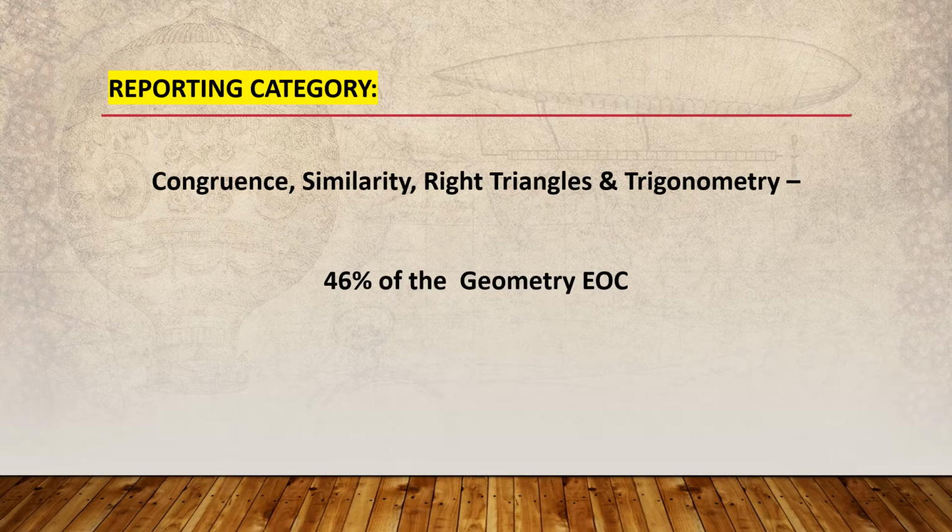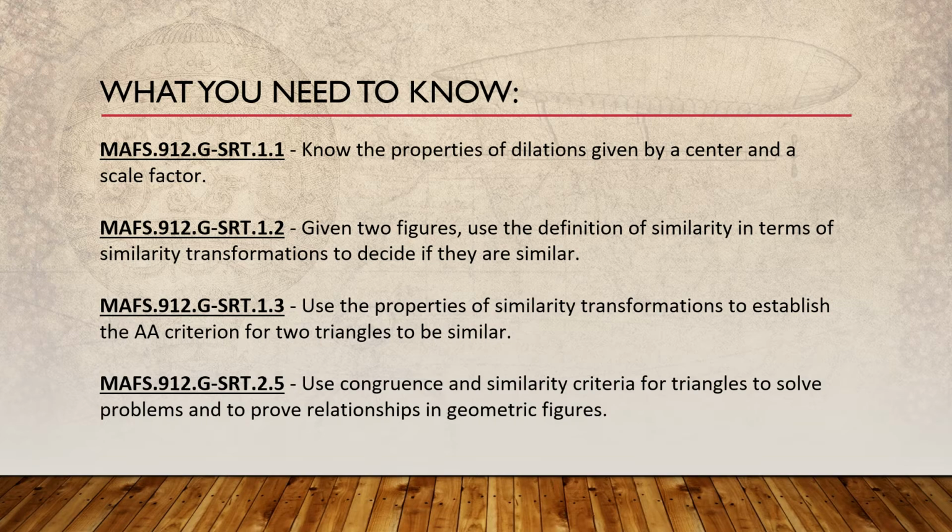So again, we are in reporting category 1 still, for congruency, similarity, right triangles, and trigonometry. This part of the test is 46% of the questions that you will see on your EOC. So about half of the questions will still come from this category. So we will be covering 4 different standards in today's review.